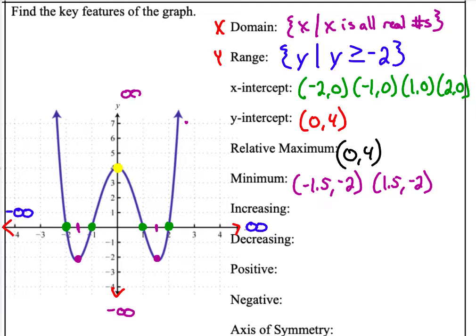Sometimes there's just one in the middle. In this case, there happens to be 2 of them. But the relative maximum and minimum are the highest point and lowest point within the middle of the graph, those peaks and valleys of that roller coaster.